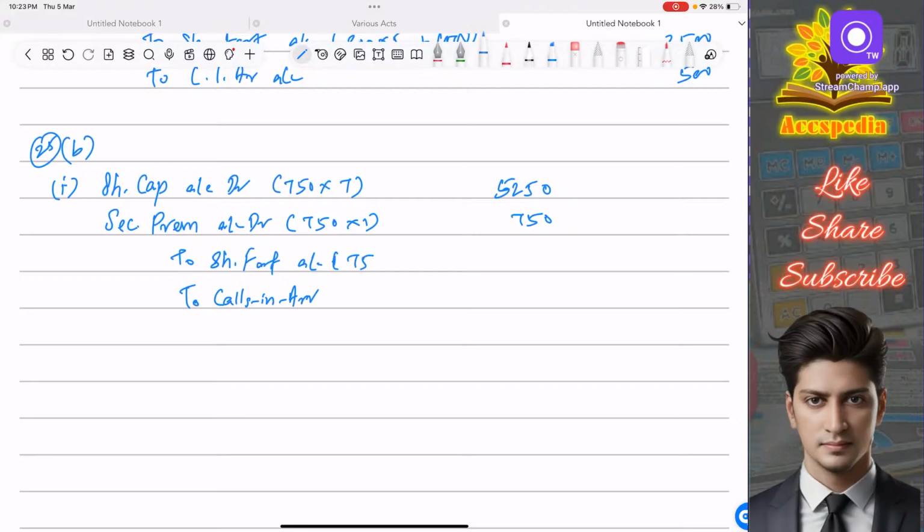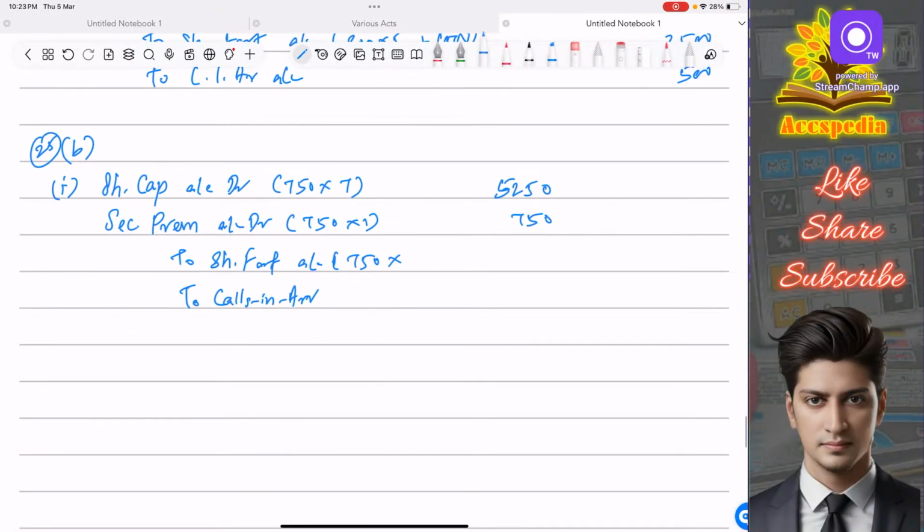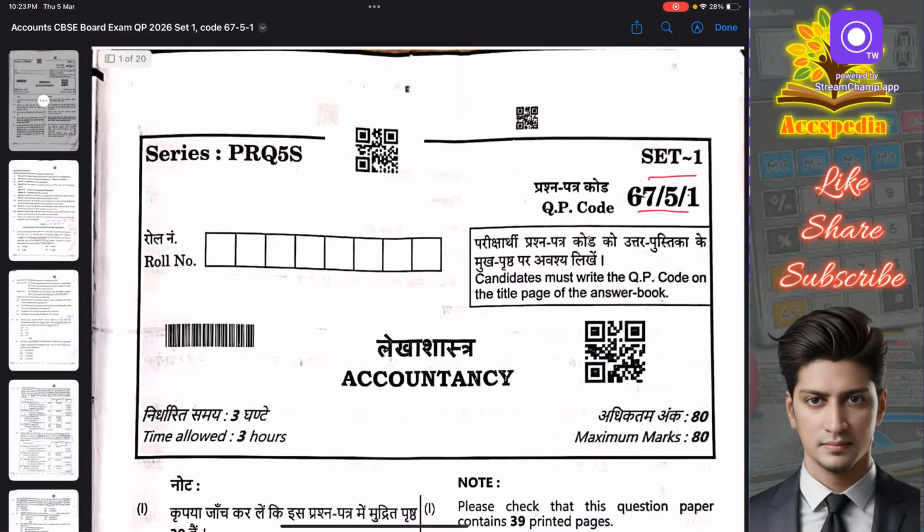So for 750 shares, in application and allotment, this 5 rupees is received. So into 5, that means into 10 by 2, half of 7500, 3750. Regarding arrears, arrear should always include securities premium. Share forfeiture should not include securities premium if received. Calls in arrear should include the securities premium not received. So say total including securities premium.